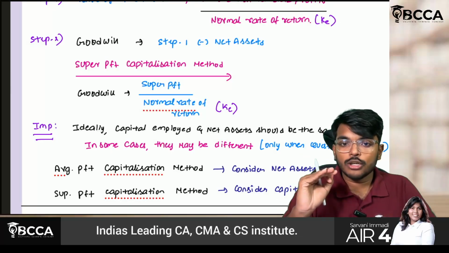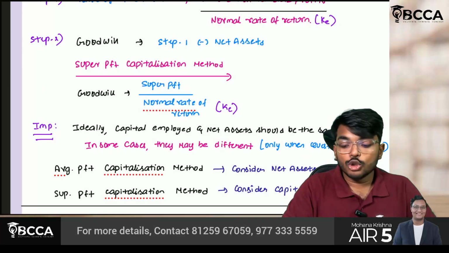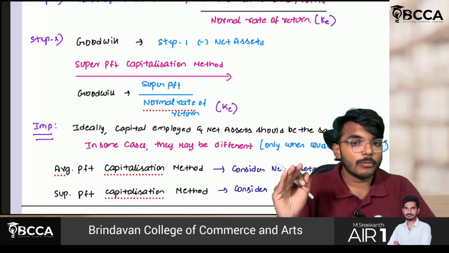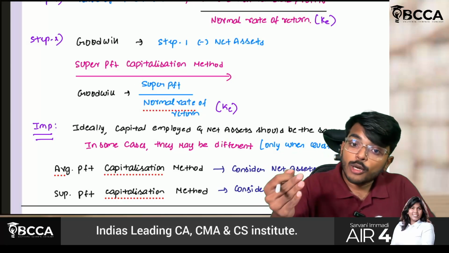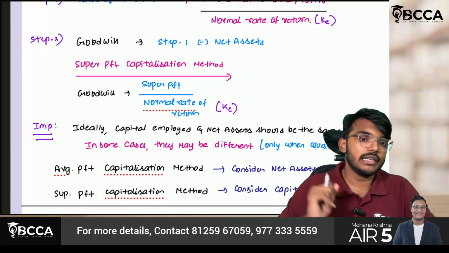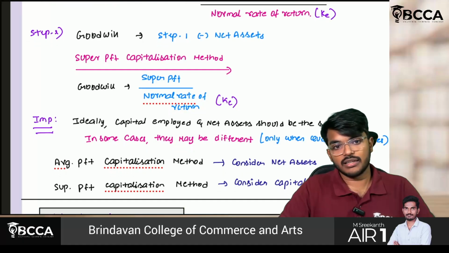Super profit divided by normal rate of return. Super profit, how do I have to calculate, sir? Future maintainable profit minus normal profits. Normal profits, how do I have to calculate? Simple: capital employed into normal rate of return. I hope these points are clear.